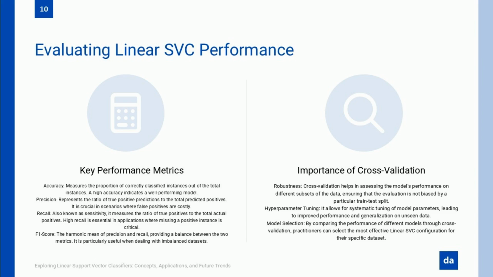We also need to ensure that the model isn't overfitting or underfitting. Overfitting happens when the model memorizes the training data too well, but fails on new, unseen data. Underfitting, on the other hand, occurs when the model is too simple and fails to capture important patterns in the data. Cross-validation, regularization, and feature selection help maintain a balance, ensuring that the model generalizes well without being too rigid or too loose. Evaluating linear SVC is more than just computing a few numbers. It's about understanding how well the model generalizes, where it struggles, and how to improve it.